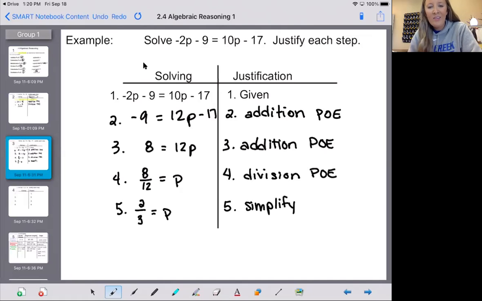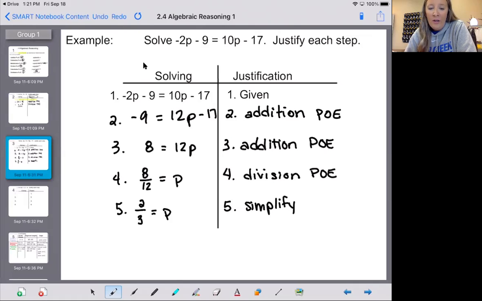And simplifying is not a property of equality. I didn't even do it on both sides, right? I didn't do it to equal sides of my equation. And so I just simply simplified. So that's it. That's all I'm going to write for step 5. I'm not going to write property of equality because it's not something I did to both sides of my equation.